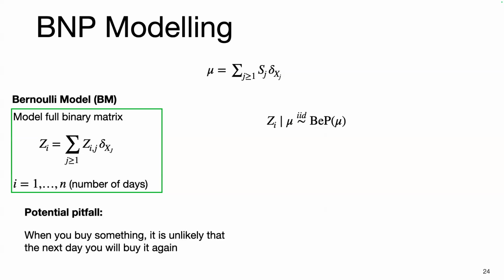But the potential pitfall of this kind of model is that there is some degree of model misspecification that we need to be aware of. In particular, if being active means going on a website and buying something, then if you do it on one day, it is very unlikely that you will do it again the next day. So the assumption that days of the experiment are conditionally i.i.d. might not hold.